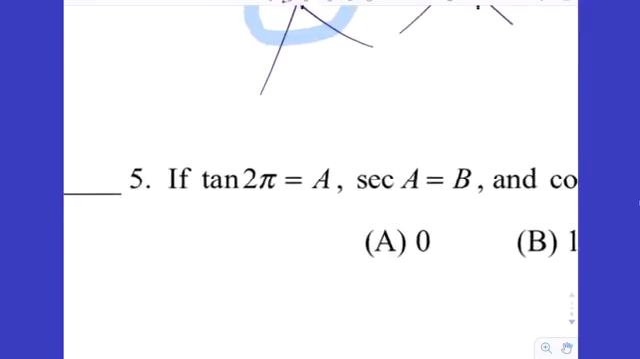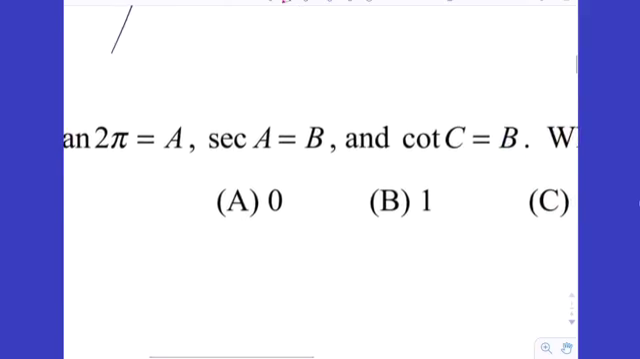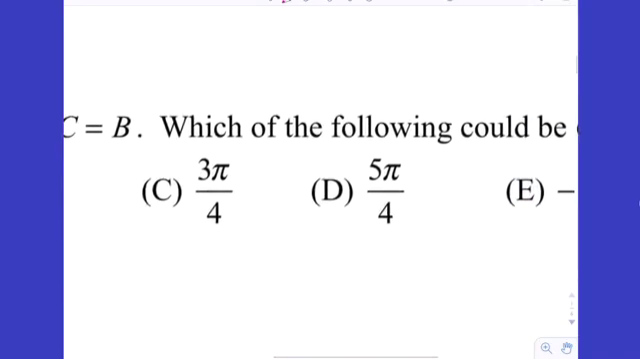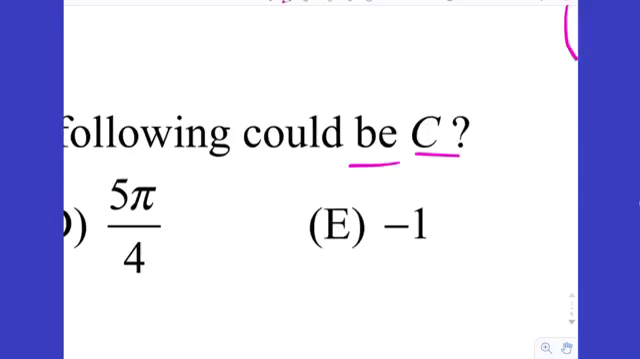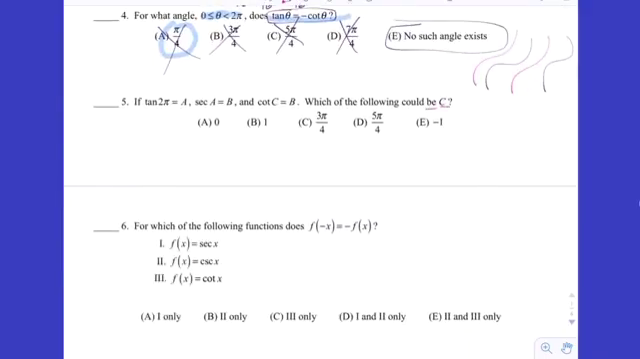Letter 5. If tangent of 2 pi is A, and secant of A is B, and cotangent of C is B, which of the following could be C? Did he just say BC? Oh, man. I'm so confused just reading this. It's not that bad, though.